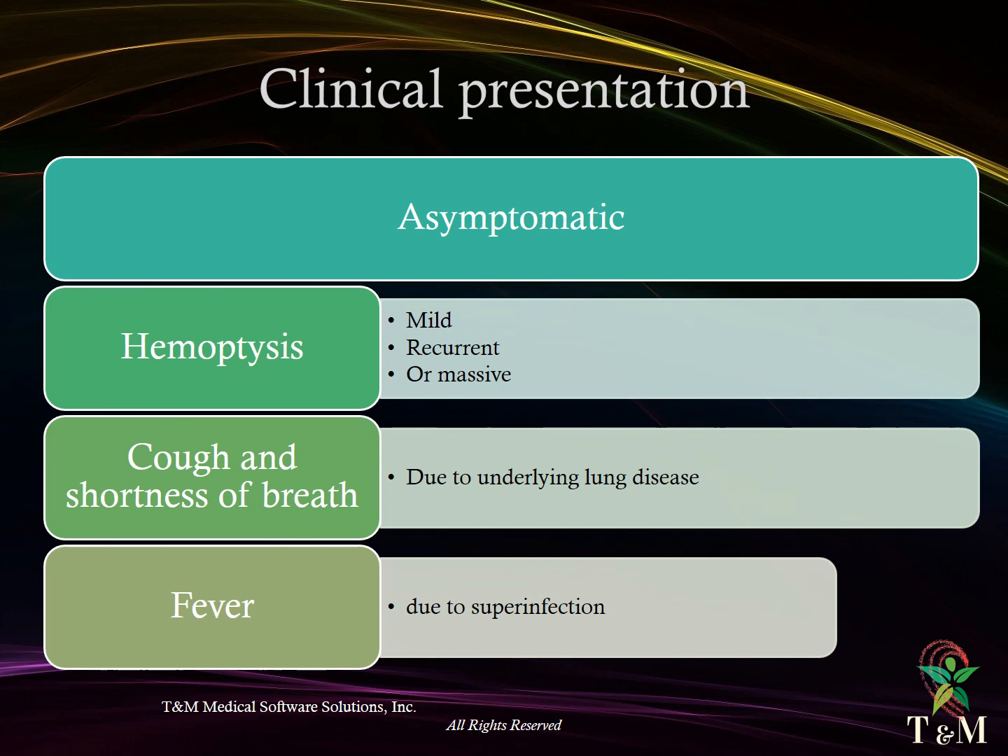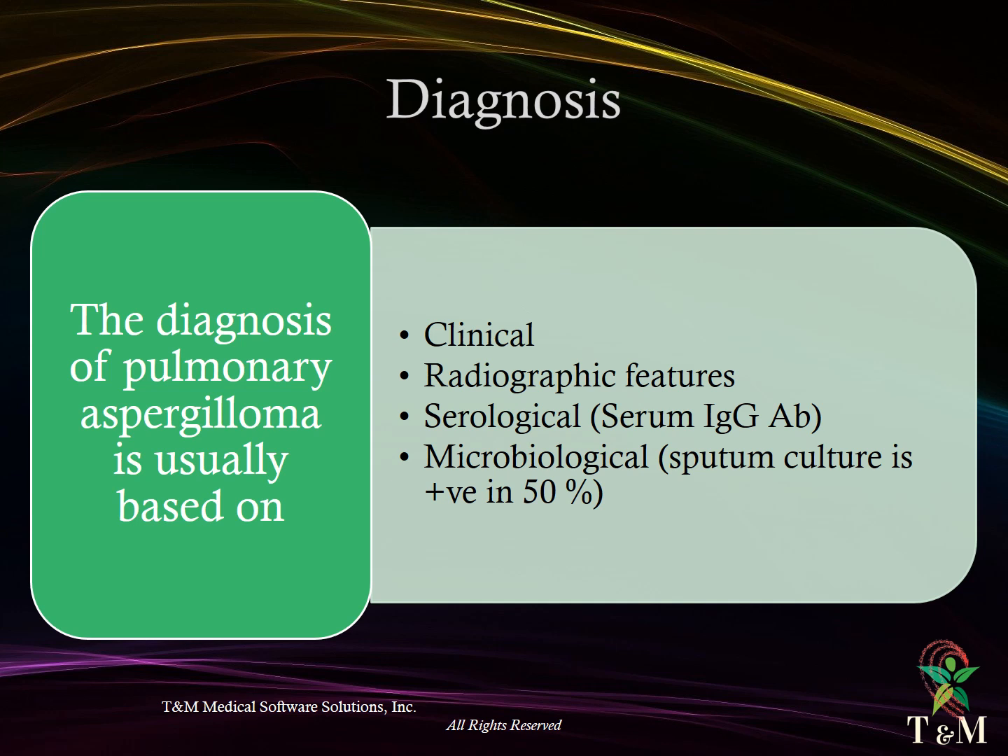Presentation may vary from asymptomatic to symptomatic with hemoptysis, characterized by being mild, recurrent, or massive. Cough and shortness of breath due to underlying lung disease, fever due to superinfection. The diagnosis of pulmonary aspergilloma is usually based on clinical findings, radiological features, serological examination, and microbiological examination, with sputum culture being positive in 50% of cases.